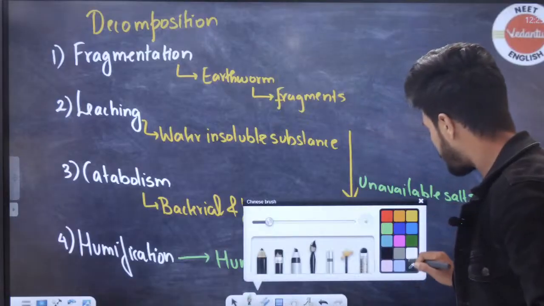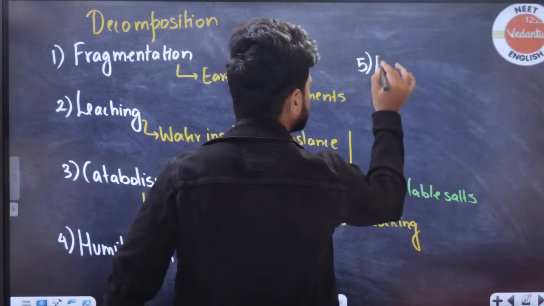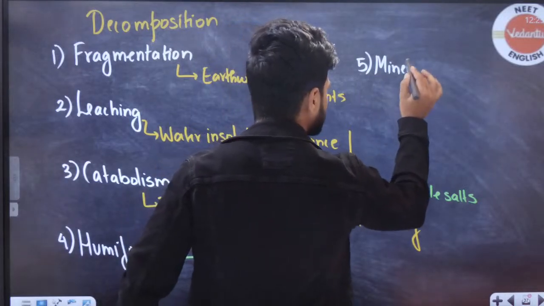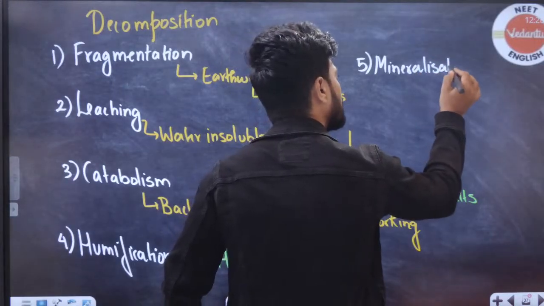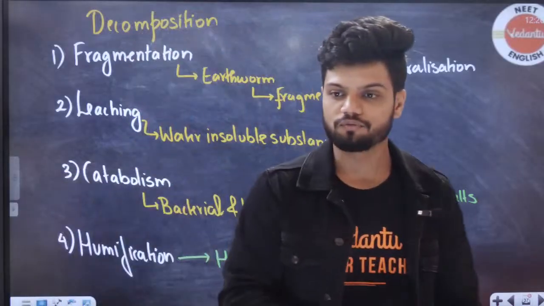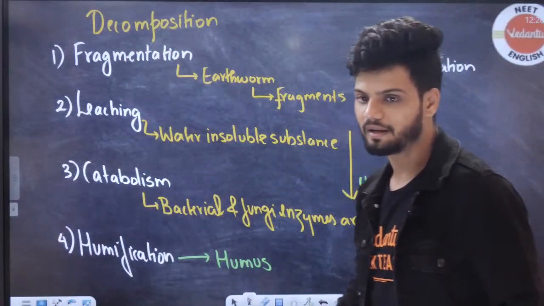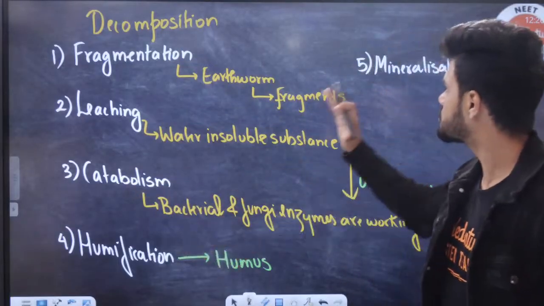Now, the last step is called mineralization, in which we find minerals are formed. So first we have fragmentation, leaching, catabolism, humification, and mineralization.